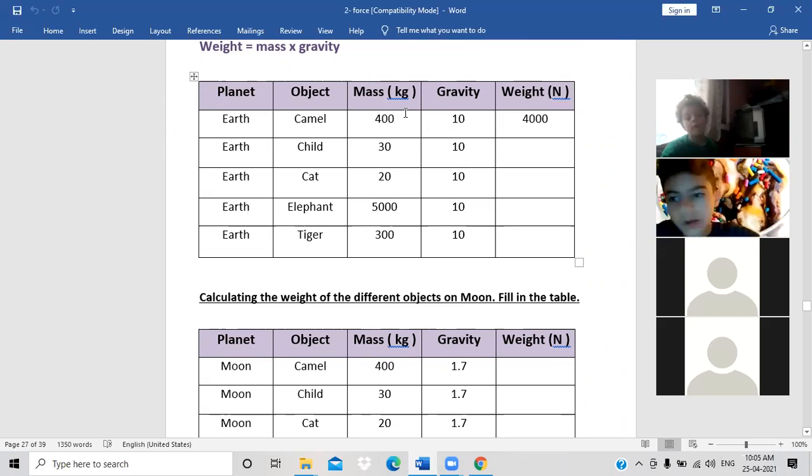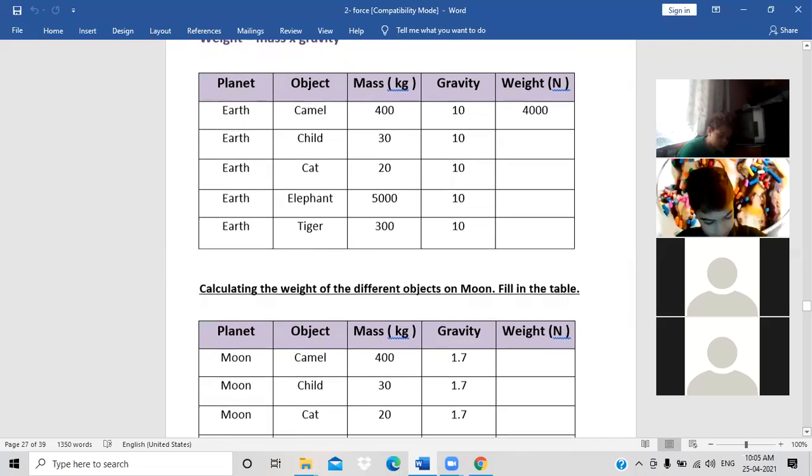So what are you going to do to calculate the weight? You're going to calculate mass, which is 400, times gravity, which is 10. The answer will be 4,000. So this means that the weight of the camel on Earth is 4,000 Newton. Okay? So you're going to do the same with all of the objects that they want to measure its weight on Earth.